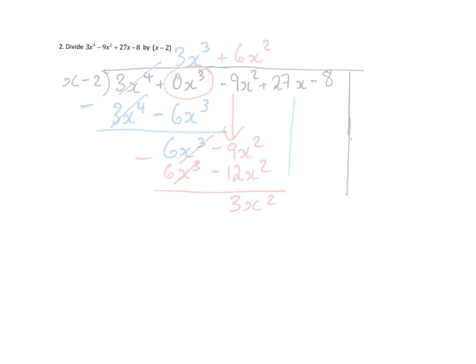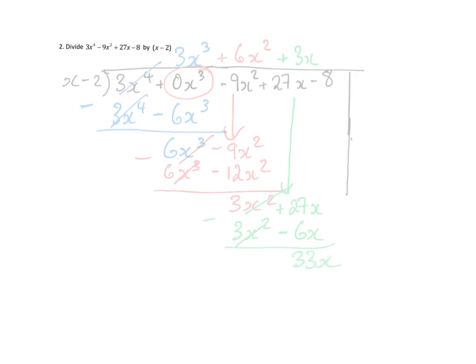Continuing on, we bring down the 27x now. So plus 27x. Let's start the process all over again. We ask ourselves, x times what gives me 3x squared? And the answer is plus 3x. So 3x times x is 3x squared. 3x times minus 2 is minus 6x. Subtract, cancels down. 27 minus minus, which is plus, gives me 33x.